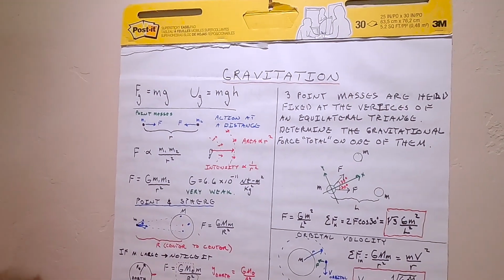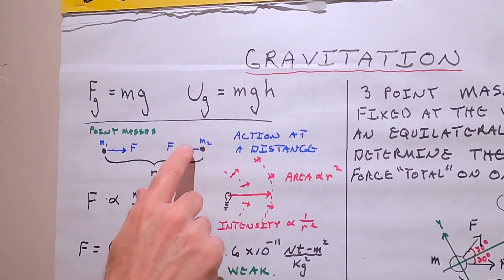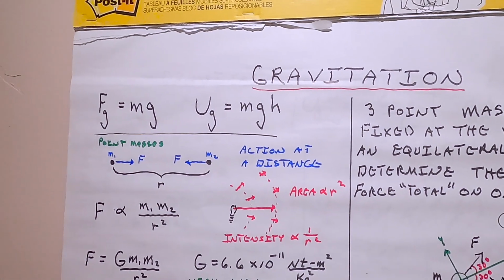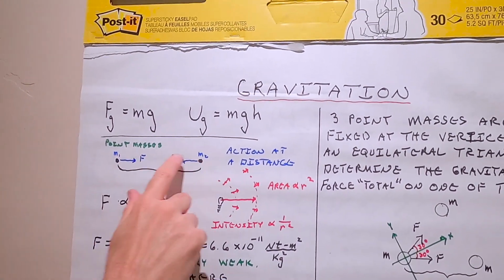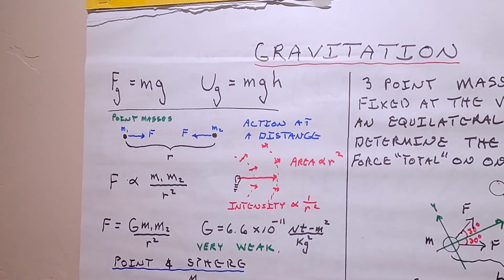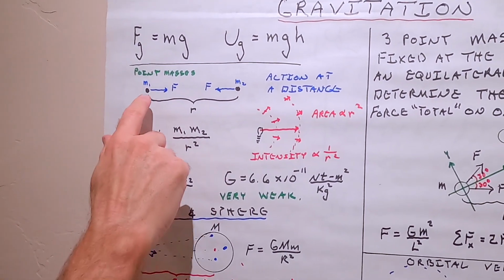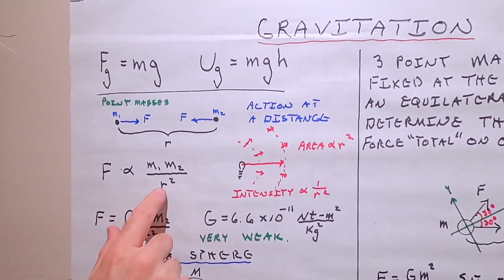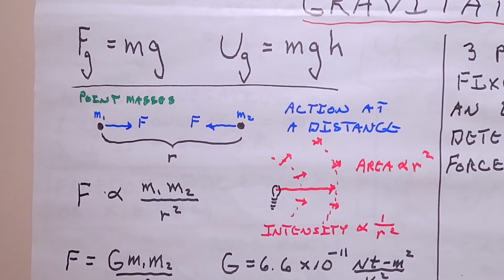What Newton did say is, if we have two point masses right here, they are attracted to each other with equal and opposite forces. They have to, Newton's third law right here. And he said the magnitude of that force is proportional to the product of the two masses divided by the separation of them squared right here.